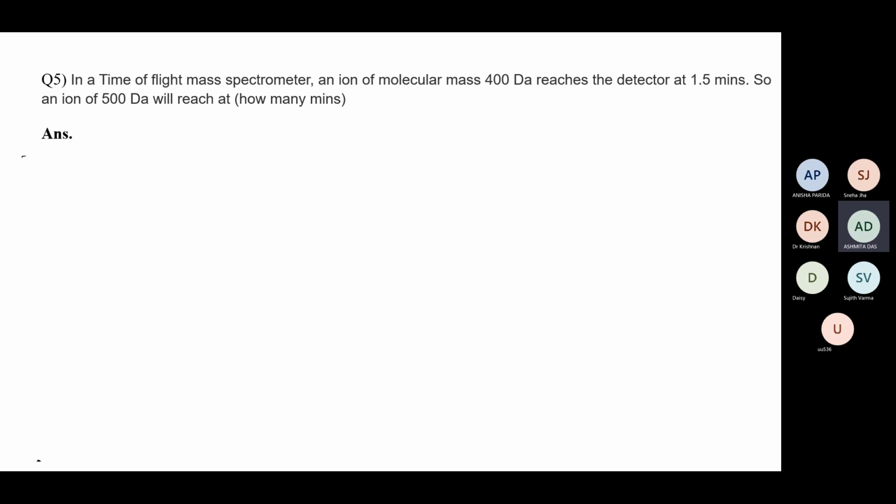In a time of flight mass spectrometer, an ion of molecular mass 400 Dalton reaches the detector at 1.5 minutes. So an ion of 500 Dalton will reach at how many minutes? Kindly solve the question.